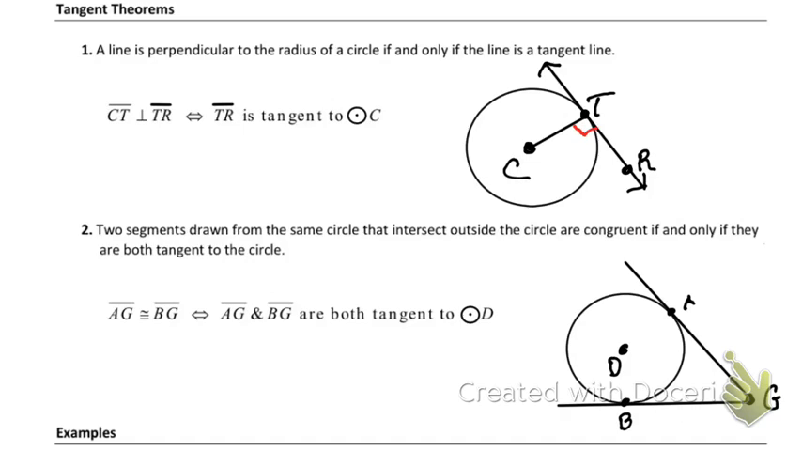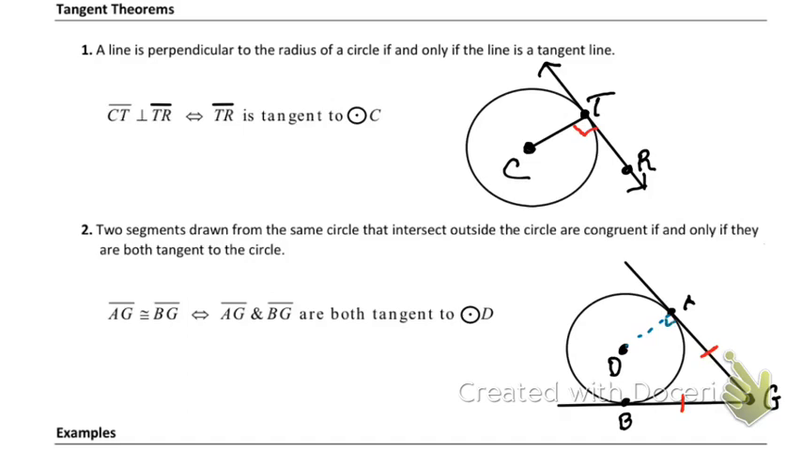If you have two tangent lines that intersect outside of your circle, that means the lengths of those segments are going to be congruent. So that means BG is going to be congruent to AG automatically. As soon as you have two tangent lines that meet outside, you're going to know that both those segments are congruent.